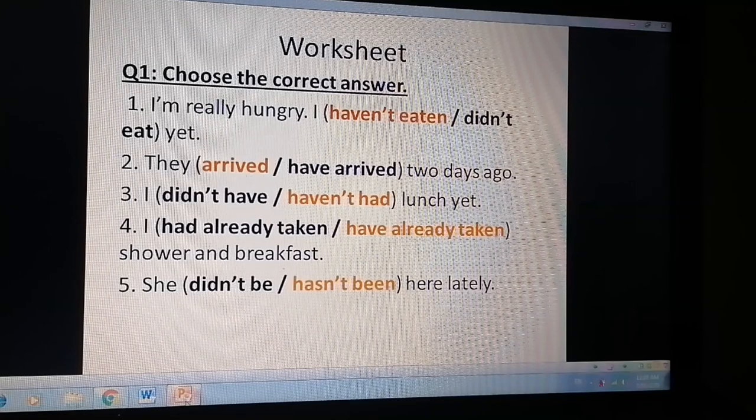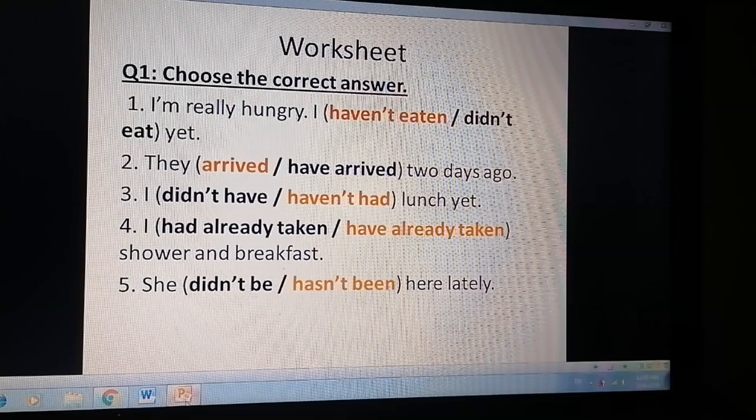Number 4. I had already taken or I have already taken shower and breakfast. Already. التنتين بين عنا had already taken or have already taken. Already is the keyword of present perfect. So the correct answer is have already taken.